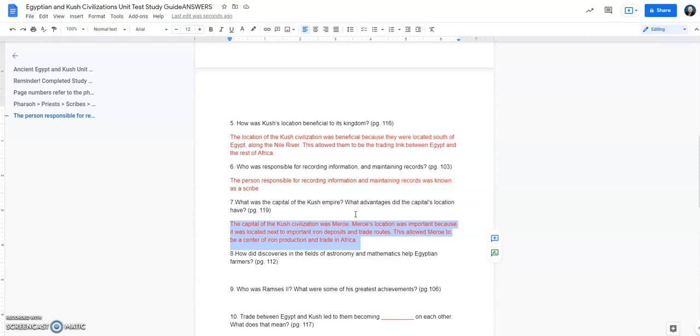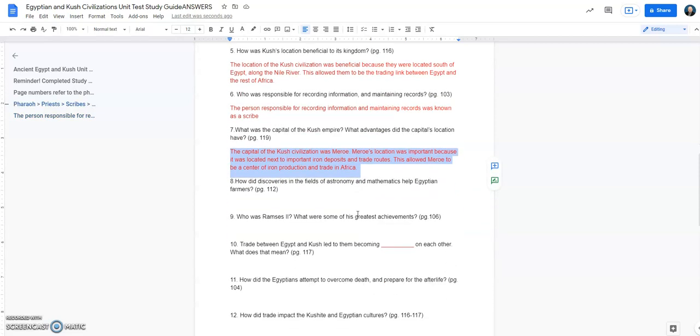And again, also, they were a trade center because of their location between Egypt and the rest of Africa, right? Meroe was kind of that center where everybody came to trade in Africa, especially the Egyptians trading with the other civilizations in the south. Number 8, how did discoveries in the fields of astronomy and mathematics help Egyptian farmers?